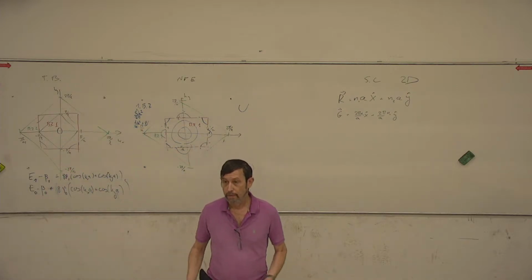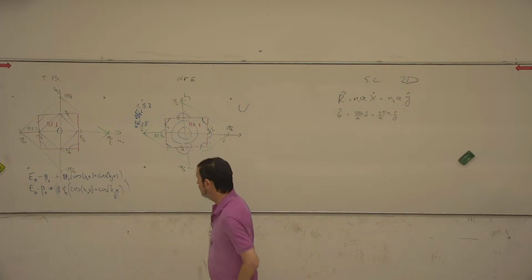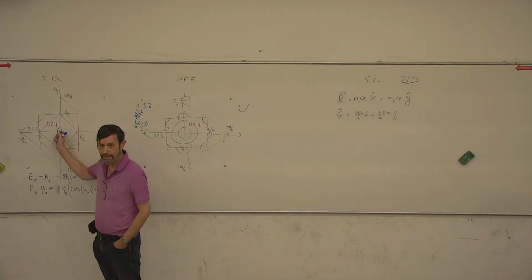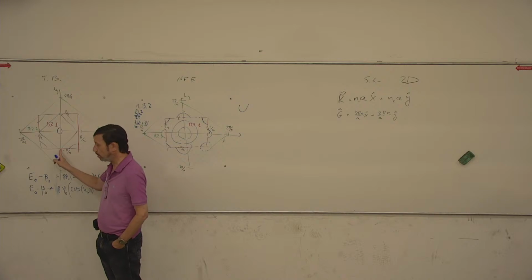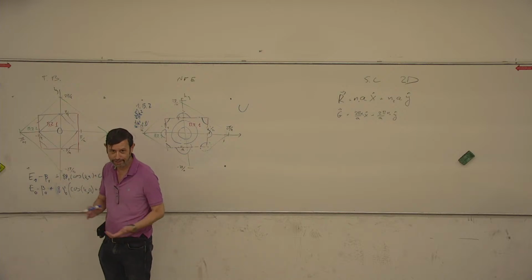Okay. But the physics is the same. I'm filling up in the first Brillouin zone until it becomes advantageous to move to the second Brillouin zone. If I have no gap, it will become advantageous once I touch this point. If I have a gap, it might be different.